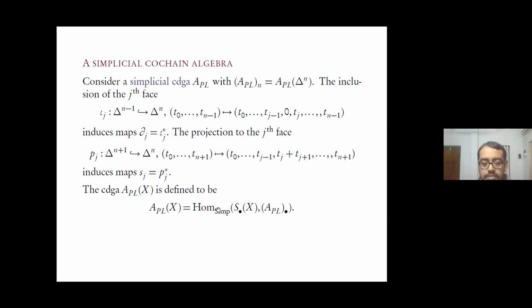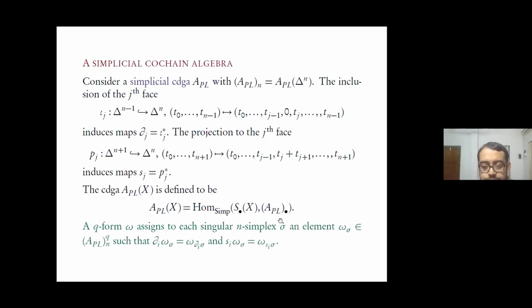All it means is the following, and this is what you can take home if you like more concrete things. So a Q form omega is not going to be a form on X because X is not a smooth manifold, but a Q form omega in this notion is going to be an assignment which assigns to each singular n simplex sigma an element omega sigma, which is in here.